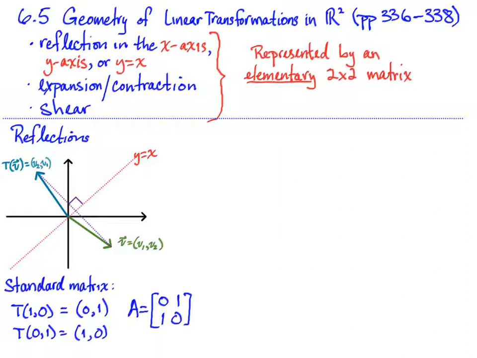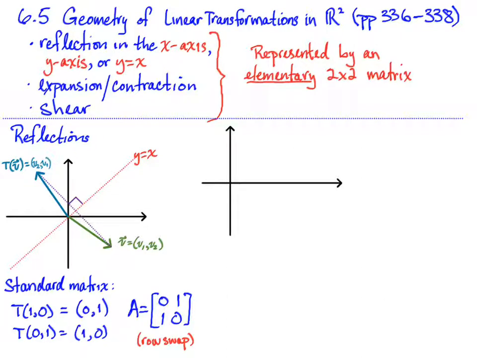Now this is an elementary matrix because we can tell by looking at it that all we had to do to the identity matrix is swap the rows. So it's a single row swap on the identity matrix. All right, so the other two reflections are reflections across the axes.